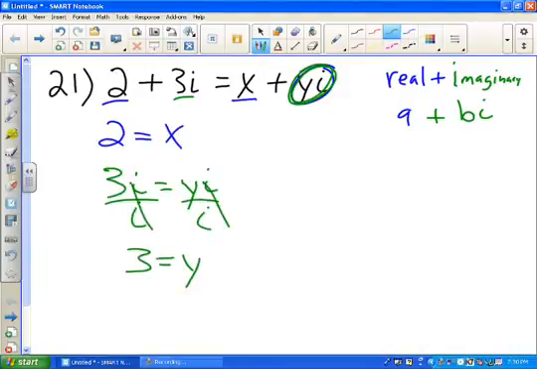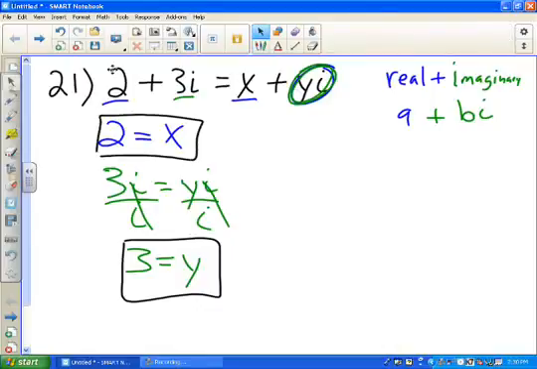We're just going to find the corresponding parts, real with real, imaginary with imaginary, and we get x equals 2, y equals 3. That's pretty much it.